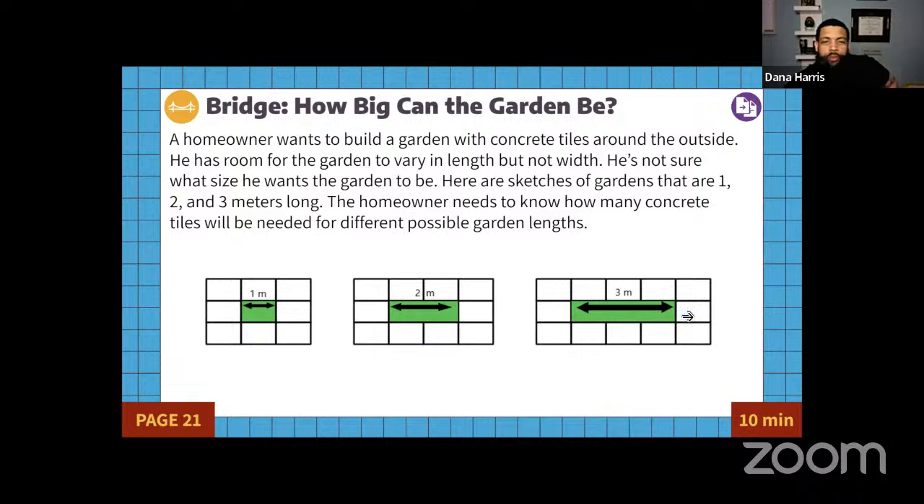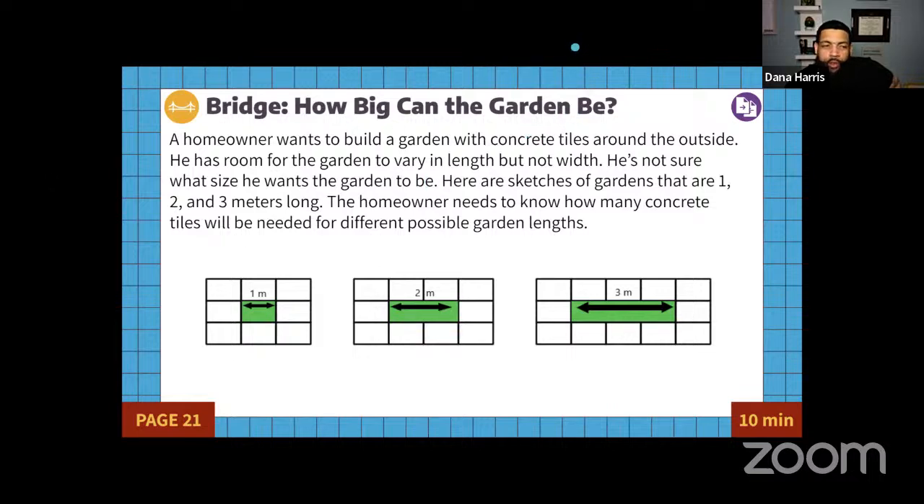A homeowner wants to build a garden with concrete tiles around the outside. He has room for the garden to vary in length, but not width. He's not sure what size he wants the garden to be. Here are the sketches of gardens that are 1, 2, and 3 meters long. The homeowner needs to know how many concrete tiles will be needed for different possible garden lengths.